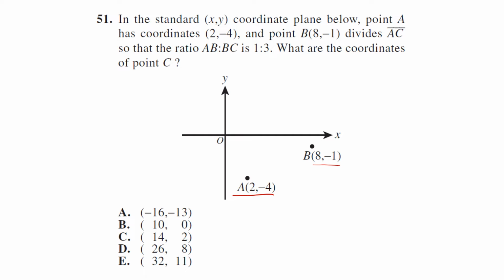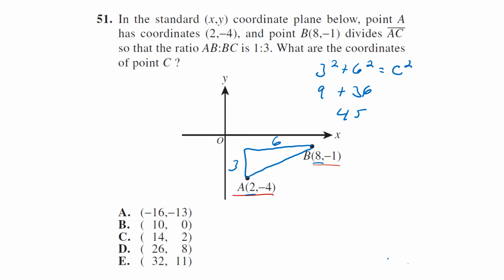Okay, this is tricky. So let's first figure out the distance here. You can do this either with the distance formula or with the Pythagorean theorem. So let's just do Pythagorean theorem. This is 3, this is 6, right? 8 minus 2 is 6. So 3 squared plus 6 squared equals c squared. So 9 plus 36, 45, equals c squared. The square root of 45 means c is about 6.7. So this length is 6.7.